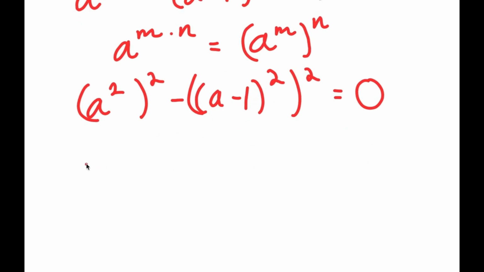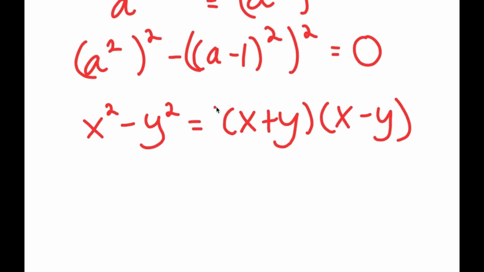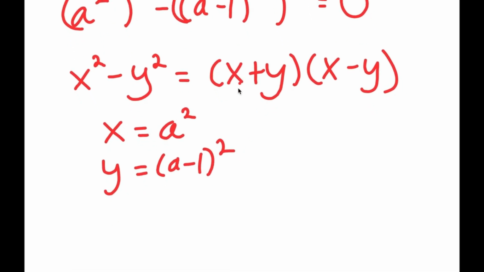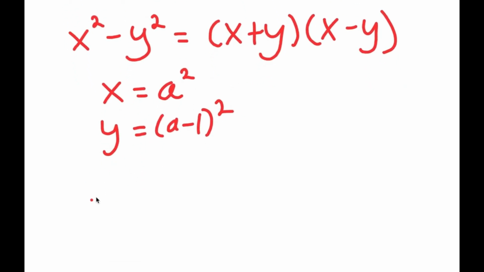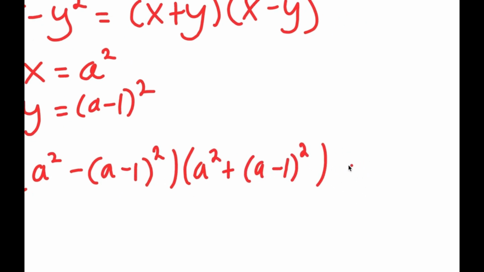Now, if I have something in the form x squared minus y squared, this is equal to x plus y times x minus y. So, in this case, I can think of x as a squared and y as a minus 1 squared. So by using this property, I get a squared minus a minus 1 squared times a squared plus a minus 1 squared. And this is all equal to 0.